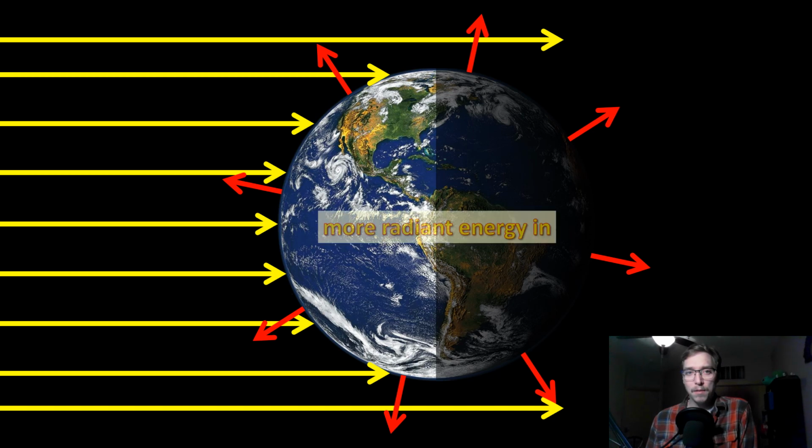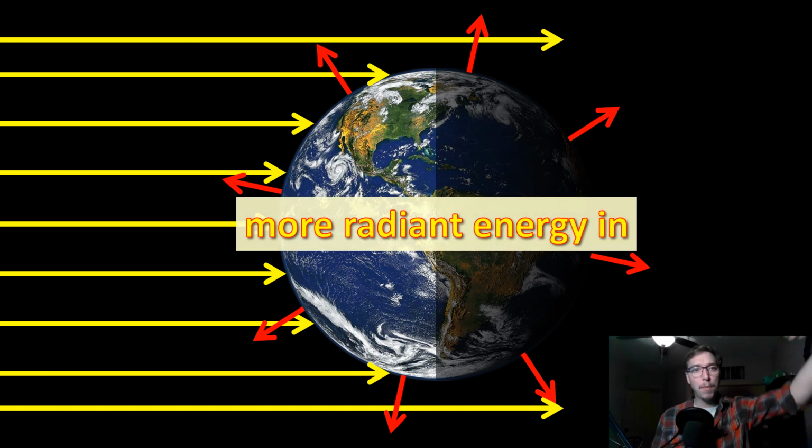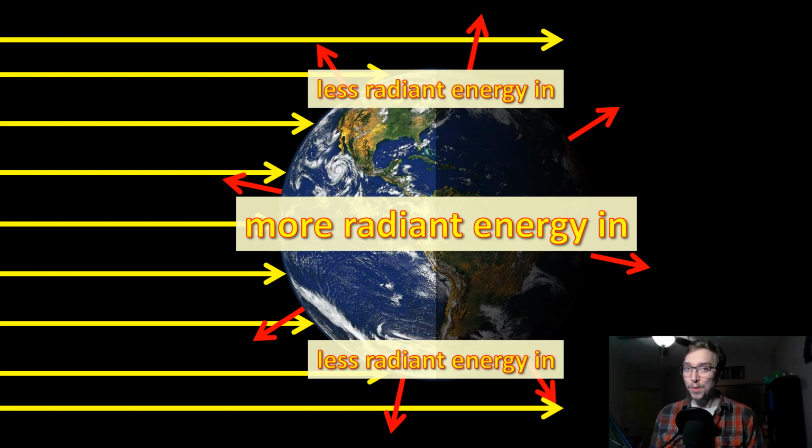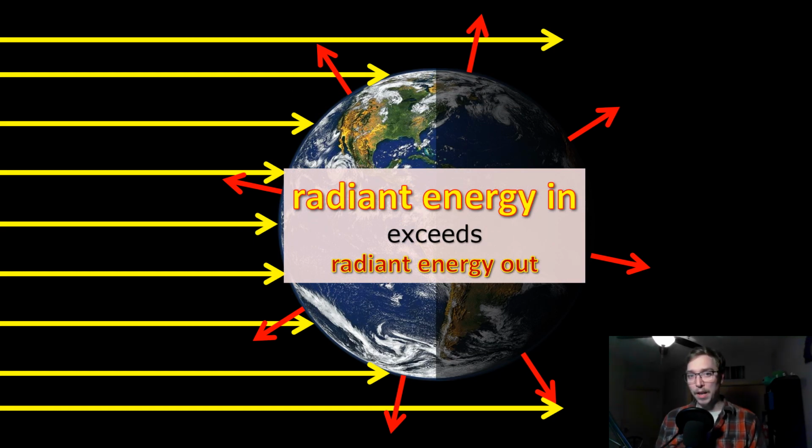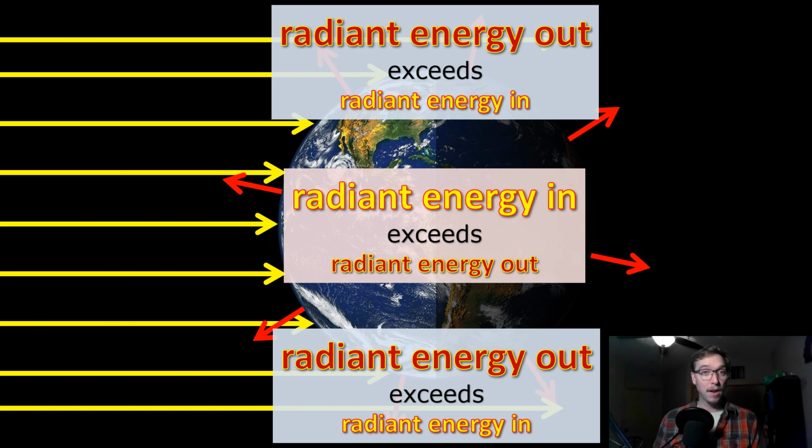Just by definition and by how the rays are coming into our planet, there's more radiant energy in near the equator, between 23.5 degrees north and south latitude. Those are our subsolar points. That's where our subsolar point deviates from season to season, which means there's less radiant energy going into the poles. We've seen this from the calculations we've been doing on insolation intensity. That says that radiant energy in exceeds radiant energy out along the equator. But on the flip side, radiant energy out exceeds radiant energy in near the poles.